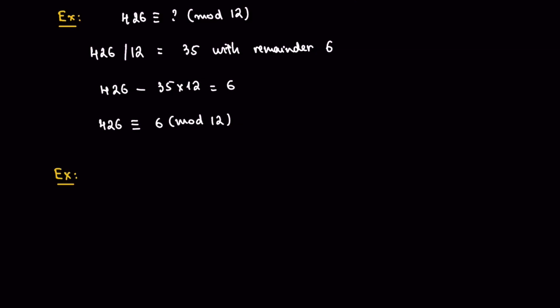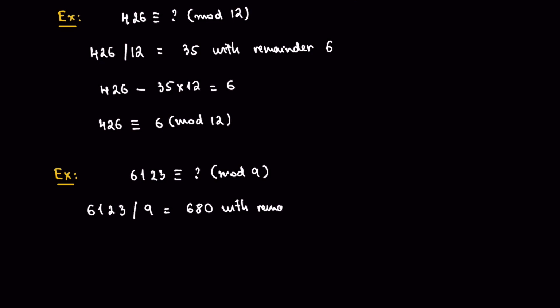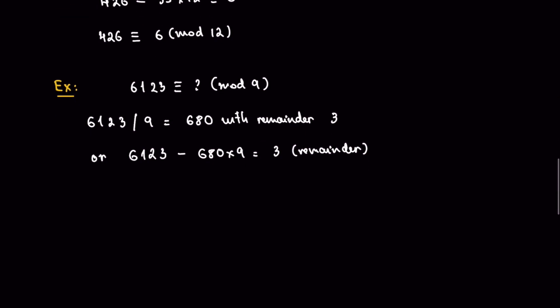Now the example that we can do here is that I want to get 6,123 congruent to what number in mod 9. So take 6,123 divided by 9, which is equivalent to 680 with remainder 3. Or you can do 6,123 minus 680 times 9, and you get 3 for the answer, or this is going to be the remainder that you're looking for. Therefore, 6,123 is congruent to 3 mod 9.